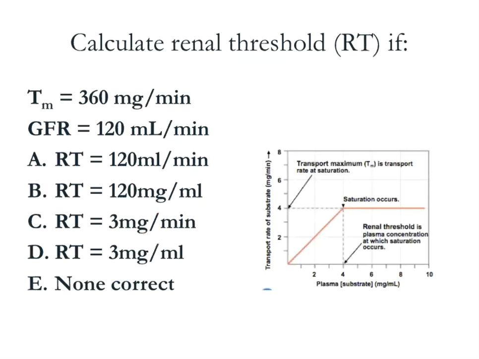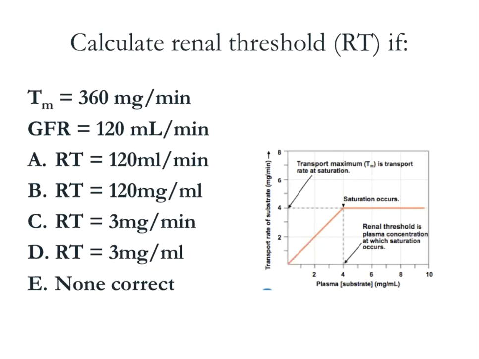Now let's do a practice. I give you the transport maximum of 360 milligram per minute. So this is 360 milligram per minute. I give you the GFR, that's the filtration rate, 120 milliliter per minute. That's the GFR. And I ask you, what's the renal threshold?